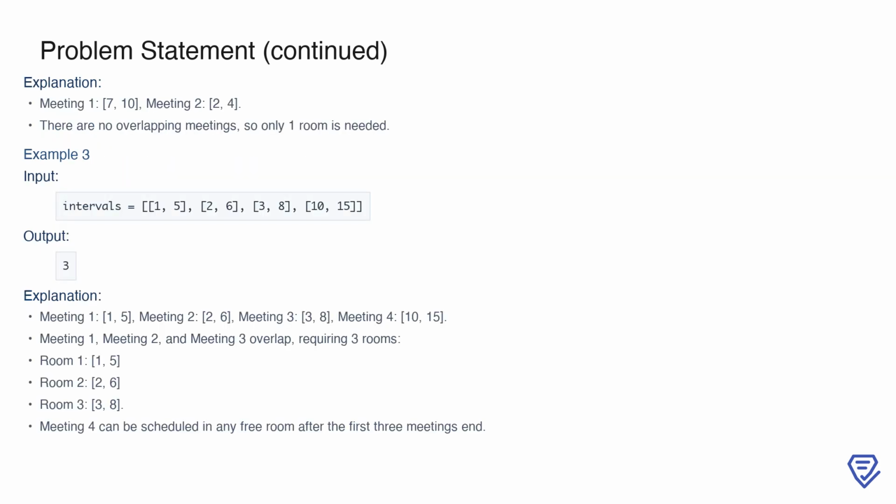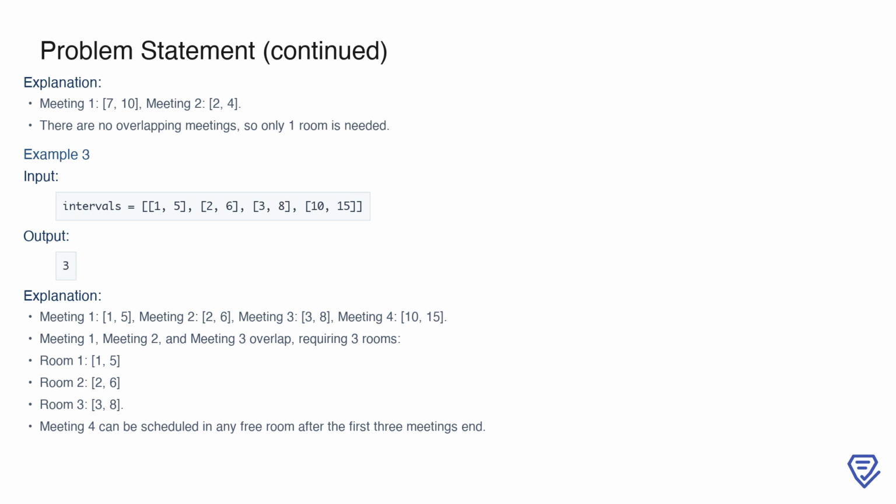Here's another example. If the intervals are [7, 10], [2, 4], the output is 1. This is because the two meetings do not overlap in time. The first meeting ends at 4, and the second meeting doesn't start until 7, so both can be accommodated in the same room.